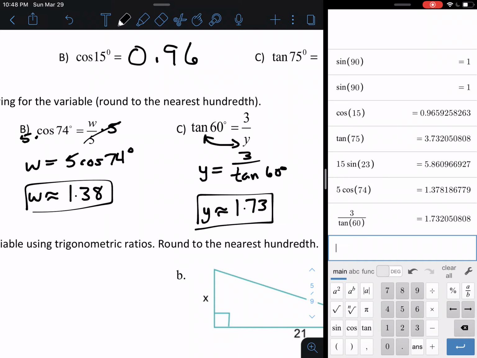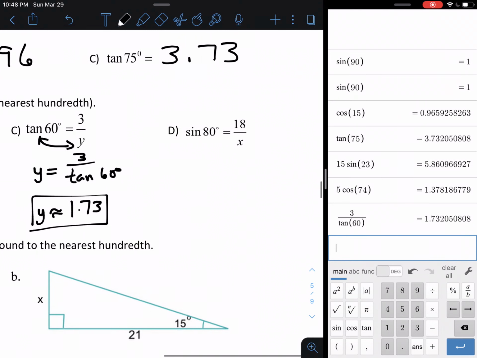Okay, one more here for example number 1. Same idea. So again, if you want to practice this on your own, go ahead and pause the video. I'll go ahead and start working through it now. So again, you're swapping sine of 80 degrees with x. So x is equal to 18 divided by the sine of 80 degrees. And then once again, just type it into your calculator.